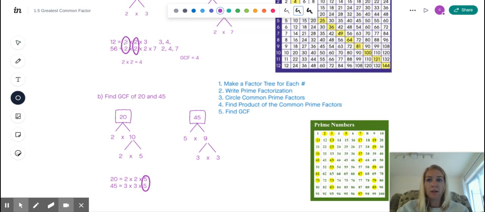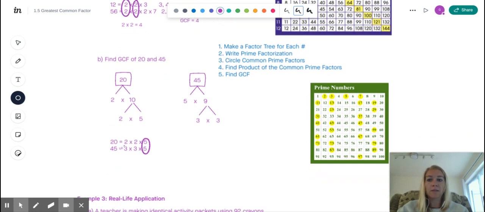Remember up here, both of them had 2 times 2, so that's why we multiplied 2 times 2, and we found out that 4 was also a common factor for 12 and 56. Down here, if 45 had 2 times 2, then we would multiply 2 times 2, but it's 3 times 3 and 2 times 2. So no more additional multiplying is needed for this one.